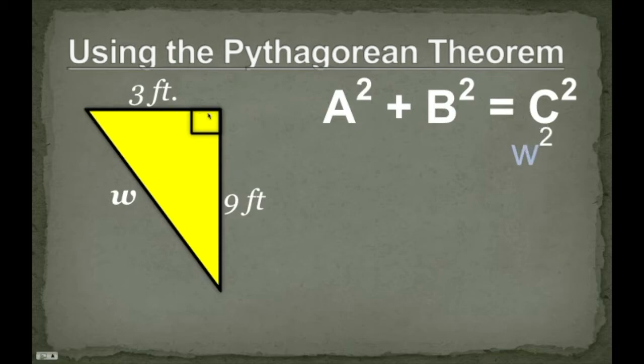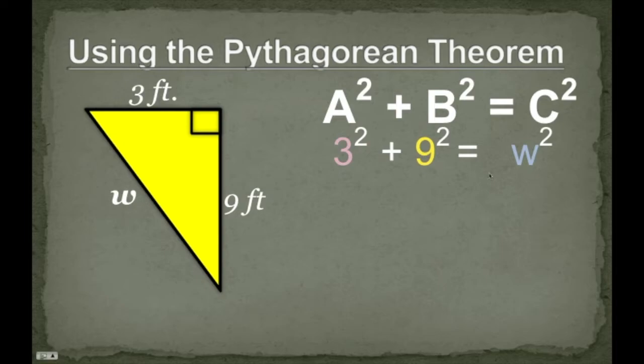Now, I have my two legs here. I recommend writing the smaller number as your A. So we're going to plug in for A, 3. So that's going to be 3 squared. And for B, that's our other leg, which here is 9. So we'll plug in 9. And then I just bring down my signs. So now I've got 3 squared plus 9 squared equals W squared.